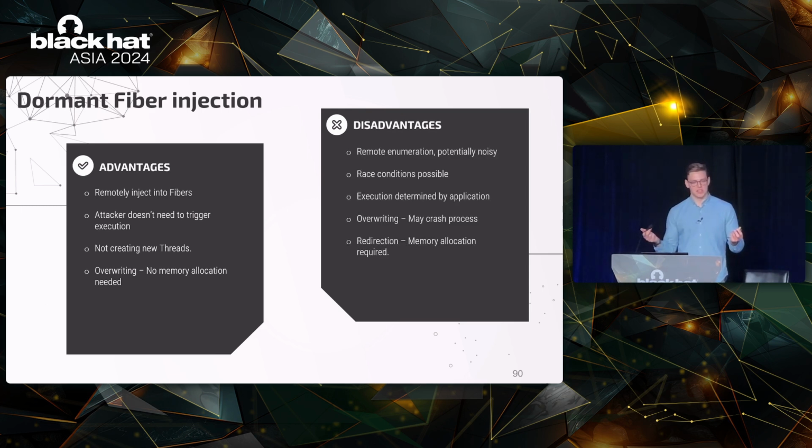Now, the disadvantage is, if we are looking at all threads across a system and we're taking a snapshot, then that's potentially quite noisy. So we need to bear that in mind. Also, there's race conditions possible between the time at which we inject our malicious fiber code and the time at which the application switches to that dormant fiber. And on top of that, if we're overwriting existing fiber code and we're not cleaning it up afterwards, then as soon as our shellcode finishes executing, we'll introduce some sort of crash or exception handling. And when we're redirecting, we still are remotely allocating memory, so we need to watch out for that too.